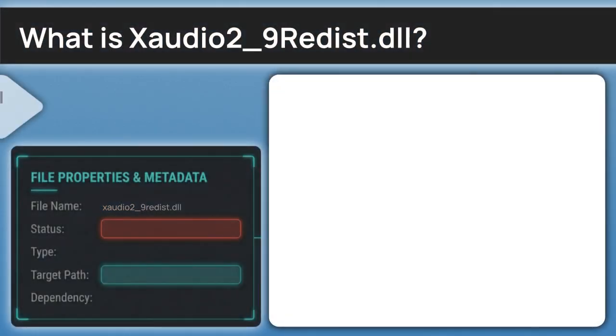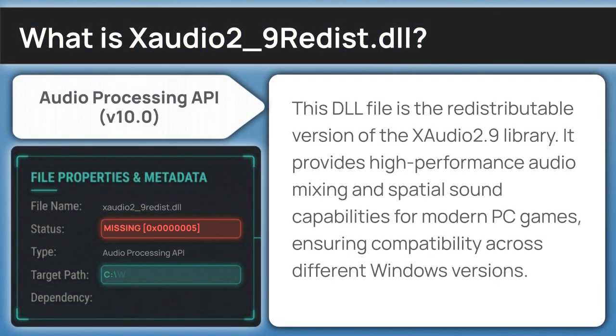This DLL file is the redistributable version of the Xaudio 2.9 library. It provides high-performance audio mixing and spatial sound capabilities for modern PC games, ensuring compatibility across different Windows versions. Now that you're up to speed on the file's role, let's begin the repair process.